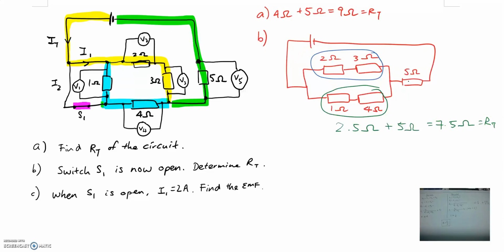Now when S1 is open and I1 is equal to 2 ampere, it's actually trying to tell you that the total current here is going to be 2 ampere. So what is the EMF then? Okay, simple. We know that EMF is equal to I total times R total. So I total is 2 ampere, R total is 7.5 ohms. So in total, you will have 15 volts. Alright, so that's the end for this video.